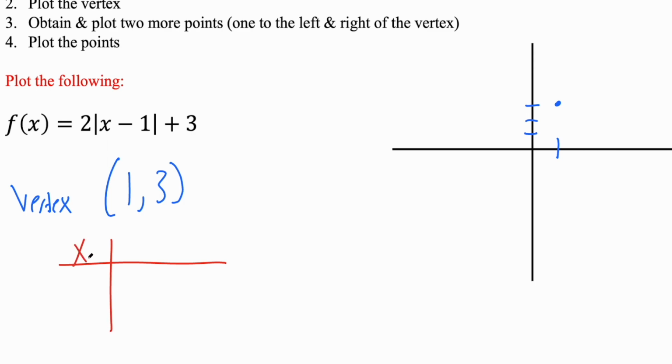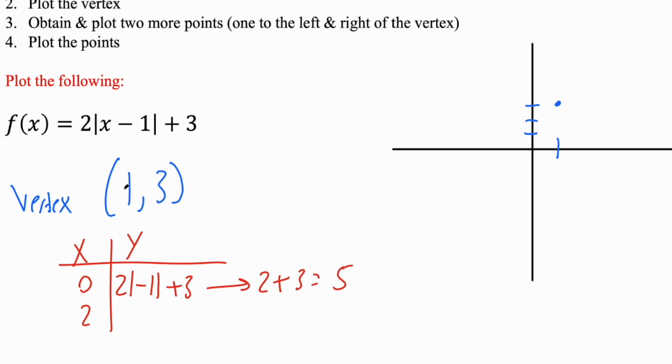If you always do like 1 minus 1, you get 0, and 1 plus 1, you get 2, you'll have symmetry. So all you really need to do is just actually figure out what one of them should be. And I'll show you what I mean by that. So I'm going to take the 0, I'm going to plug it in here. So I have 2 absolute value, 0 minus 1, so minus 1. Close the absolute value, plus 3. Now, the absolute value of negative 1 is positive 1. So we have 2 times 1, so 2 plus 3 is equal to 5.